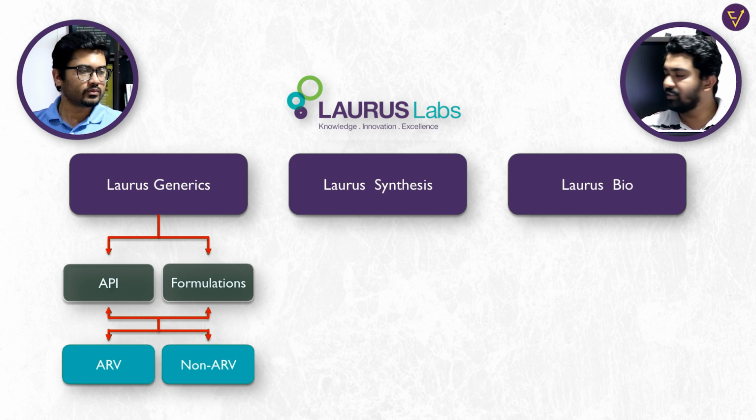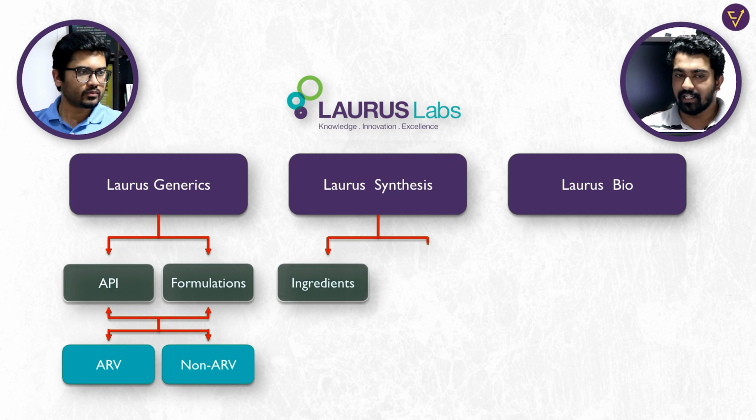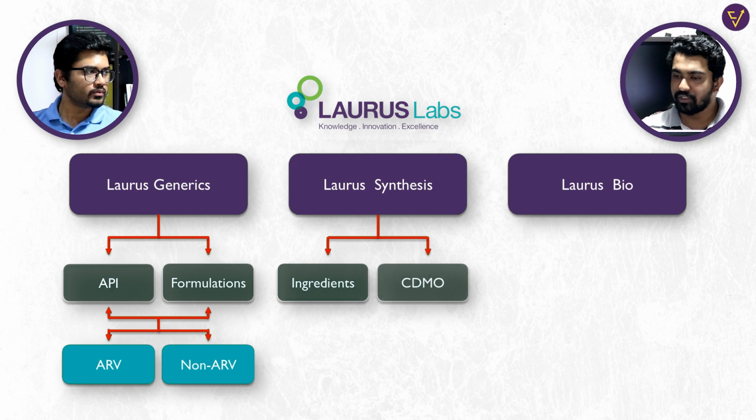Then in the synthesis business, they have 2 segments. One is called Laurus Ingredients and the other is their CDMO business. Now under the ingredients business, they manufacture various ingredients which are used for cosmeceutical or nutraceutical purposes. And in the CDMO space, they do contract development and manufacturing for innovator companies, where they manufacture intermediates and APIs for them. And lastly, we have the biologics business, where they manufacture biotech ingredients, enzymes and recombinant proteins on a CDMO basis.